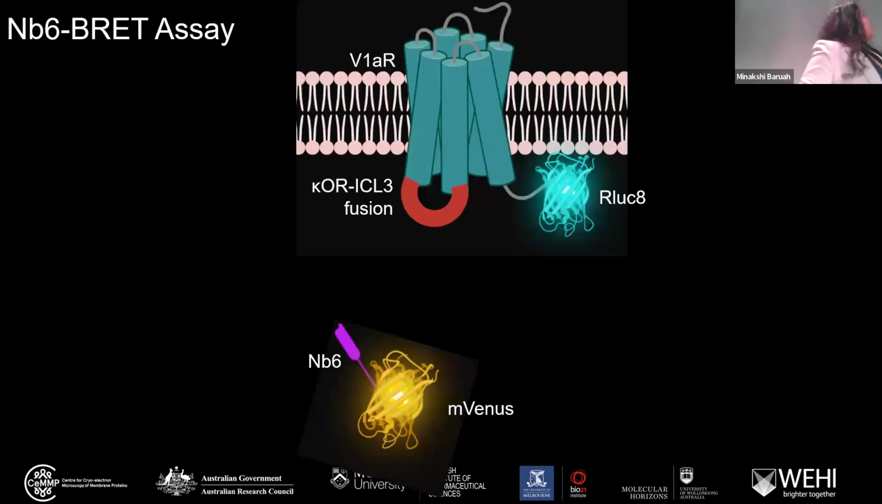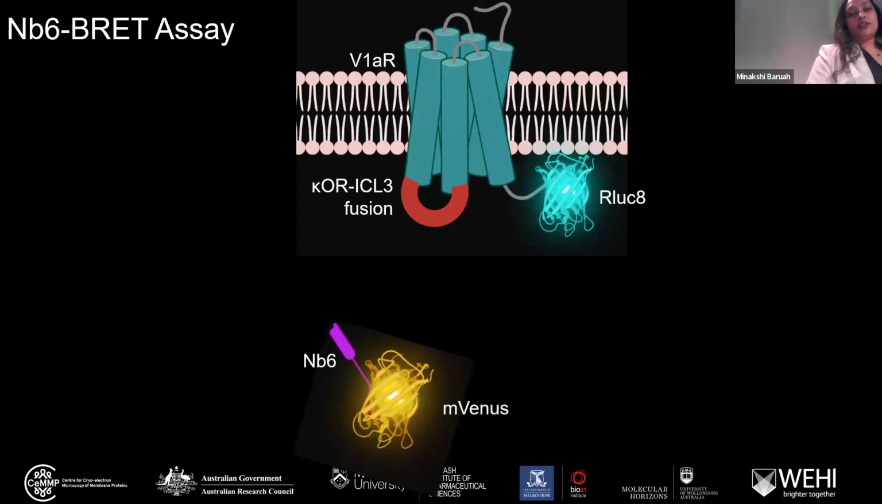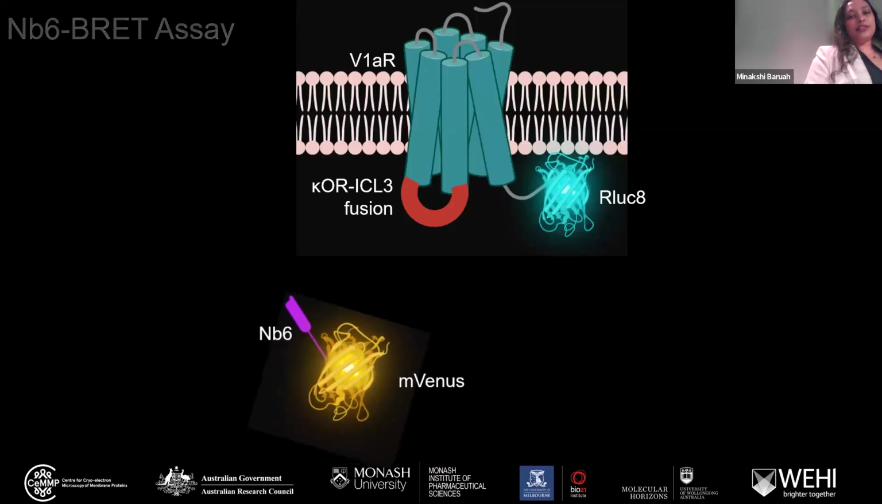So we developed a BRET-based assay to study this construct, where the receptor is tagged with NanoLuc and nanobody 6 is tagged with Venus. In the absence of an agonist, the receptor will be at an inactive conformation, which will favor the binding of nanobody 6 to the receptor, which can be observed with increased BRET.